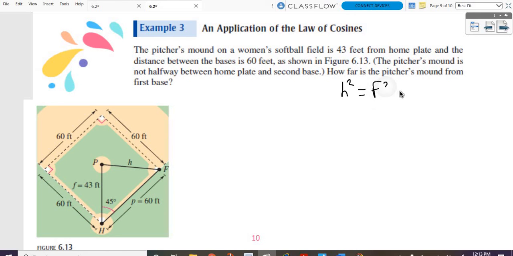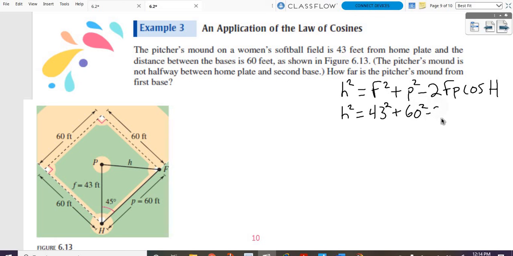So here we would have f squared plus p squared minus 2fp cosine of big H. You don't have to set that up. I'm just trying to show you where I'm getting all of my information from. So 43 squared plus 60 squared minus 2 times 43 times 60 times cosine of 45.